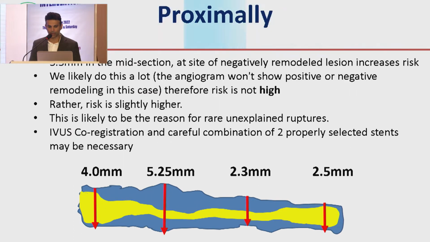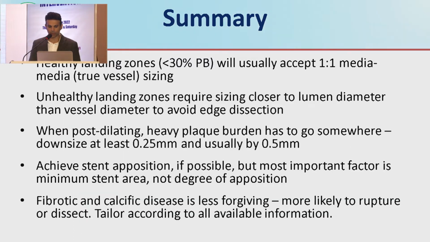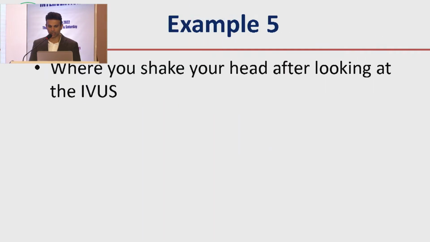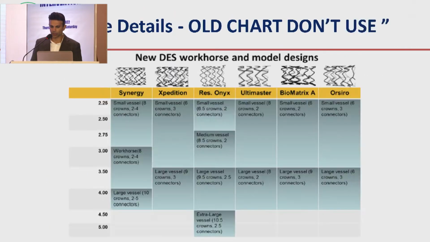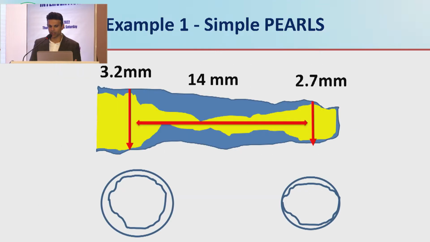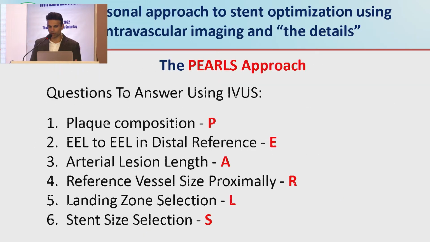Okay? So the Pearls approach, which I'll throw up here in case anybody didn't get a picture of it and wants to take a picture of it. The Pearls approach is a simple, systematic way of taking a moment to understand what you're looking at on your IVUS and how you can then specifically use the information that the IVUS gives you to optimize your stent implant. Thanks very much for your time and attention.